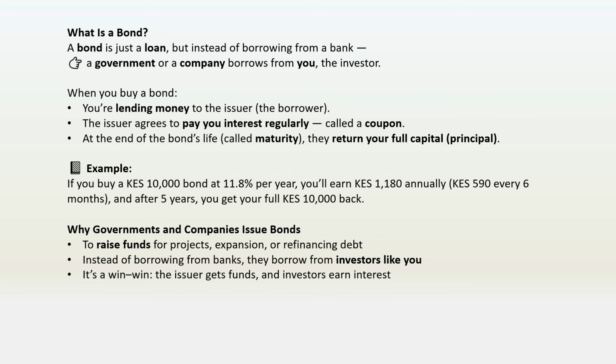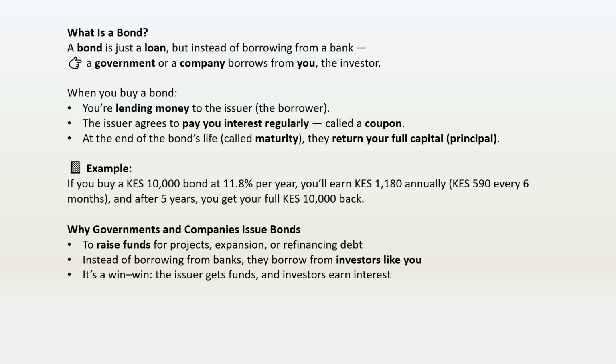So first of all, what is a bond? A bond is just a loan, but instead of borrowing from the bank, either a government or a company borrows from you as the investor. So instead of them going to the bank, that is a government for government bonds, or a company, in this case Safaricom for corporate bonds, instead of them going to the bank to borrow, they come to you as the investor. You loan them their money.